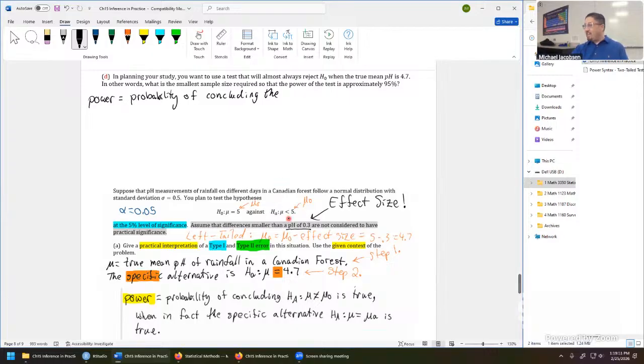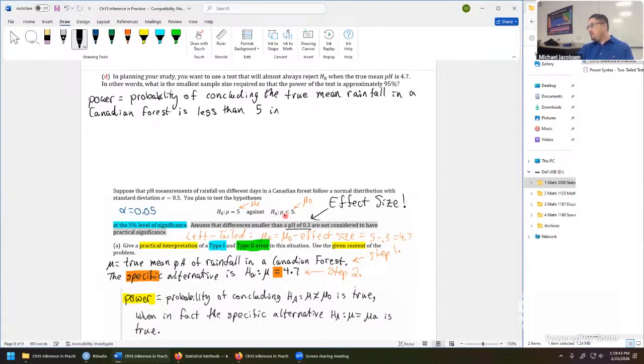Concluding the true mean, seems to be bouncy today. Let me try again. True mean rainfall in a Canadian forest, whichever forest that happened to be, is less than 5 in pH.